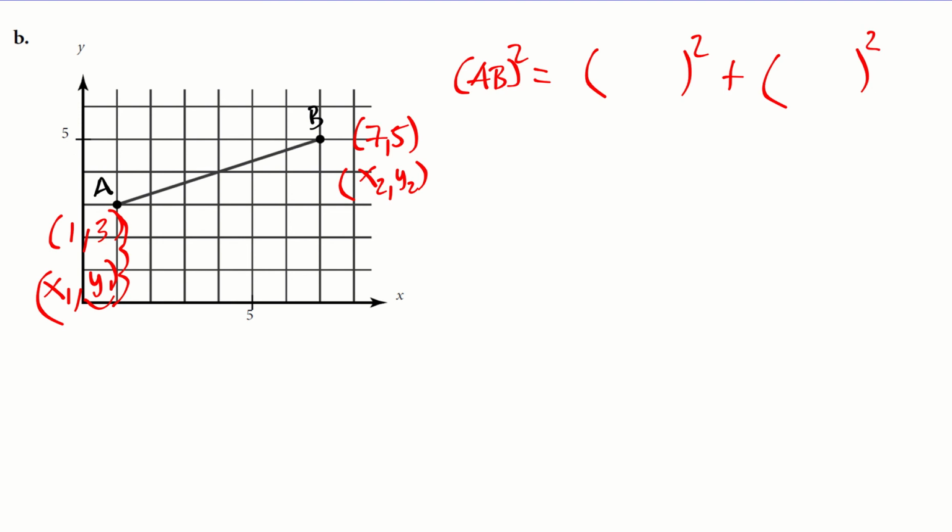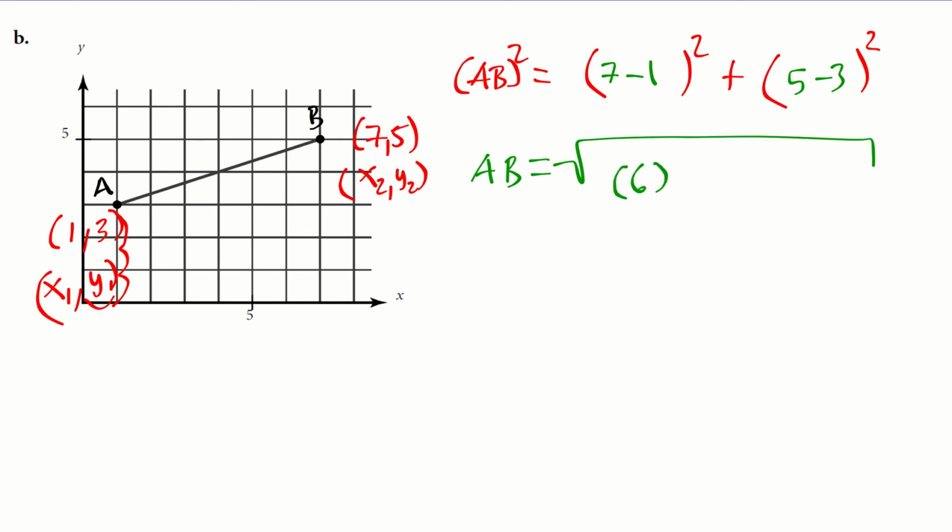Let's go ahead and do a little bit of substitution. X sub 2 is 7 minus x sub 1 is 1. Y sub 2 is 5, y sub 1 is 3. So there we go. Now what we have to do is take the square root of both sides. What we have is the square root of this first part here. 7 minus 1 gives us 6, and we can square that. 5 minus 3, now that's 2, and we can square that. Let's clean this up a little bit.